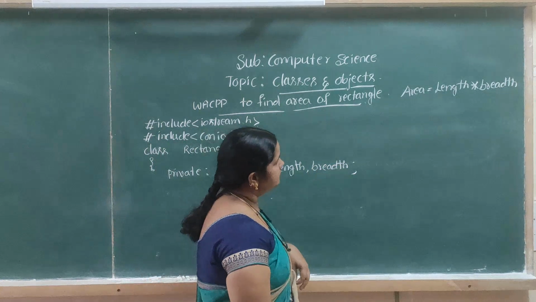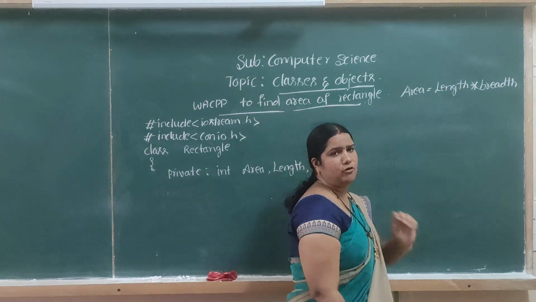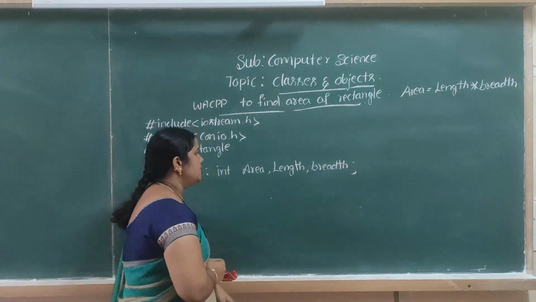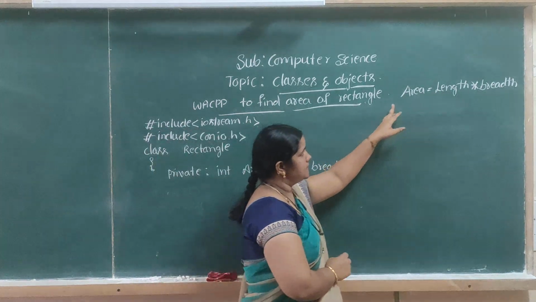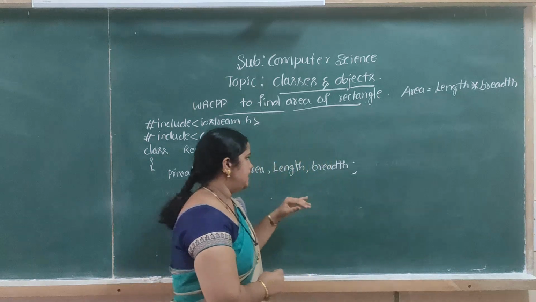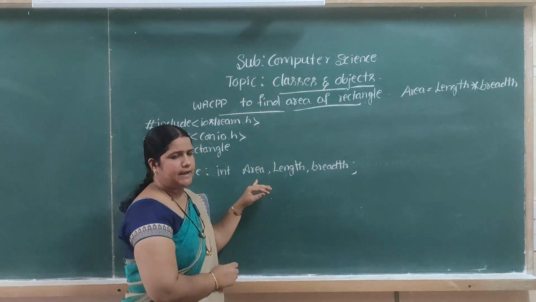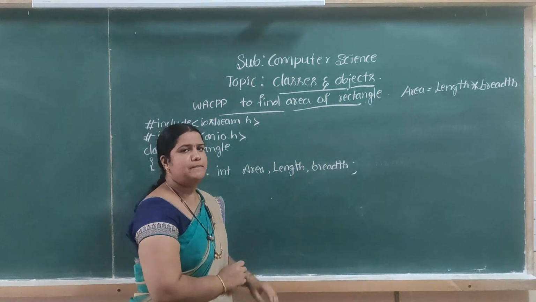Generally, we have to take a next. For example, A is equal to L into B. So we have to take area, length, breadth. Suppose we have to take A is equal to L into B. In this, data members will be A, L, B.